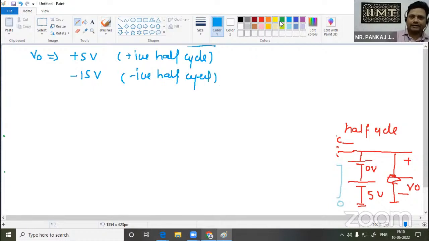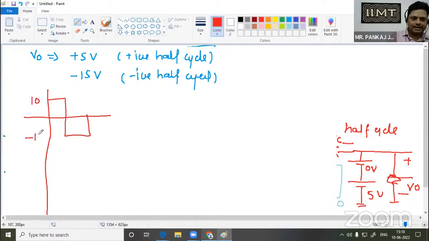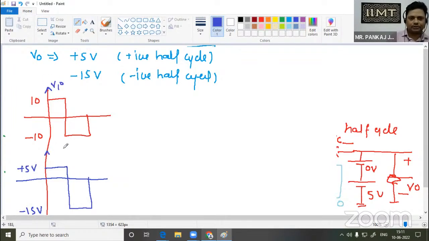Okay, so I will make a circuit input output voltage diagram. So we have V input 10 volt, minus 10 volt, and after solving the equation we have output plus 5 volt in the positive half cycle and minus 15 volt in the negative half cycle. So this is the input waveform that we have taken in our question, and this will be our output waveform.